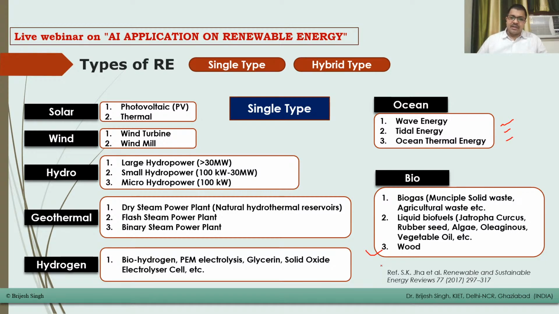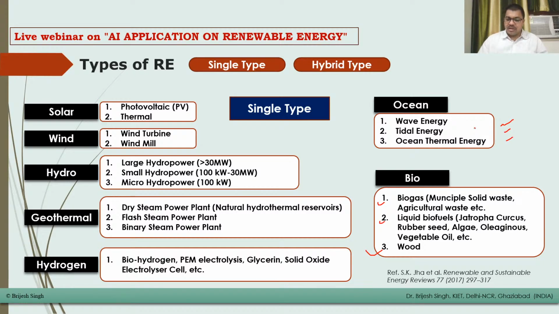But apart from that, biogas and liquid biofuel are nowadays the most popular, where biogas is collected from municipal waste, solid waste, or agricultural waste. And the second is liquid biofuel, such as jatropha curcas, rubber seed, algae, and vegetable oil. These are used as liquid biofuel. So all these renewable energy sources are single type energy resources.